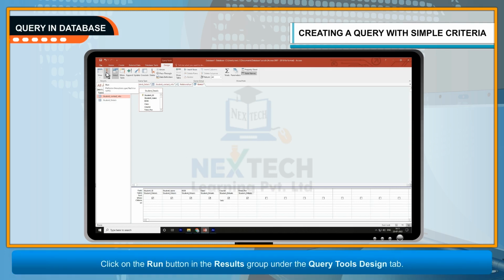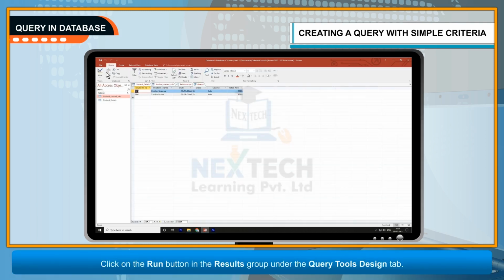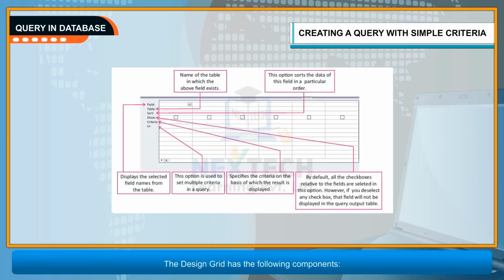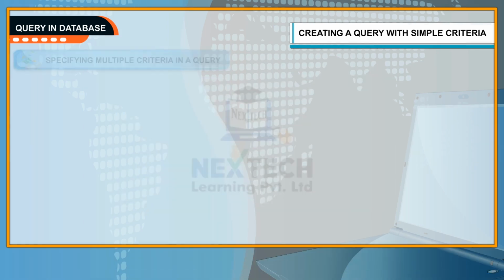Click on the Run button in the Results group under the Query Tools Design tab. The result appears in the form of a table in the Query 1 window. You can save the query by clicking on the Save button in the Quick Access toolbar. The Save As dialog box opens. Specify a name for the query and click OK. Components of Design Grid. The Design Grid has the following components.